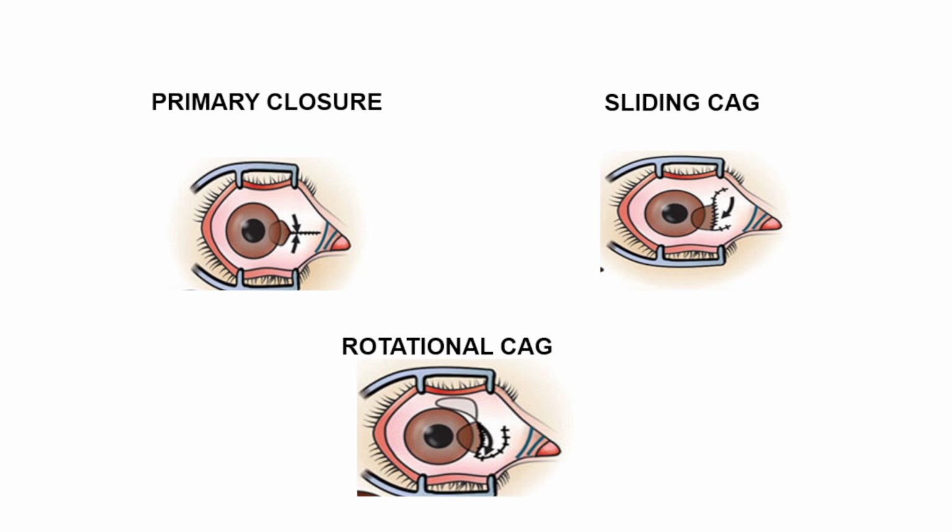Sliding conjunctival autograft, where the conjunctiva on one side of the cut end of the pterygium is pulled, just slid over the bare area and sutured. And the rotational conjunctival autograft, where a relaxing incision is made to maintain the limbal orientation. Conjunctiva from either the upper or lower part of the cut ends of the pterygium is pulled, making a relaxing cut, and sutured over the bare area.